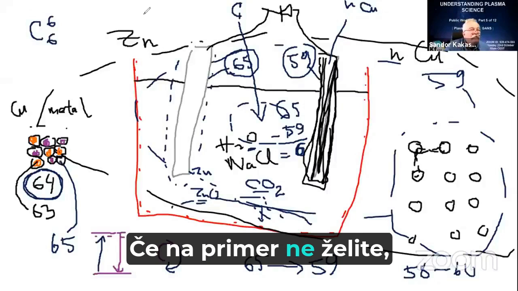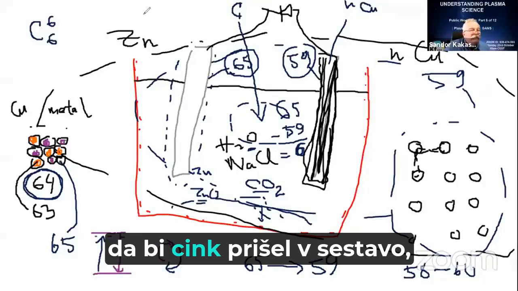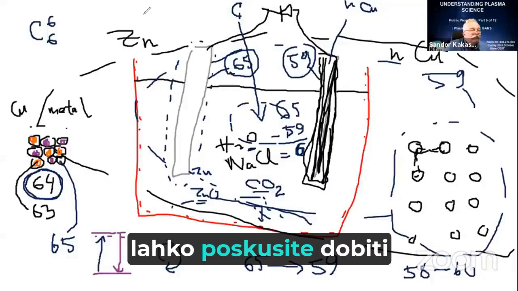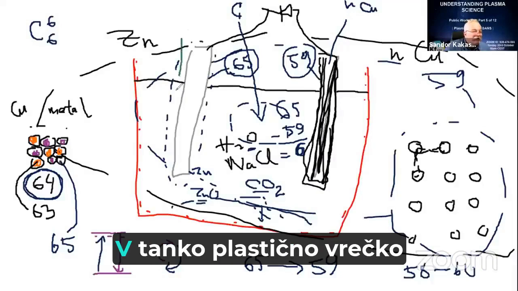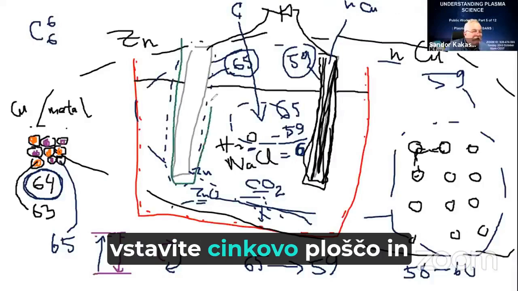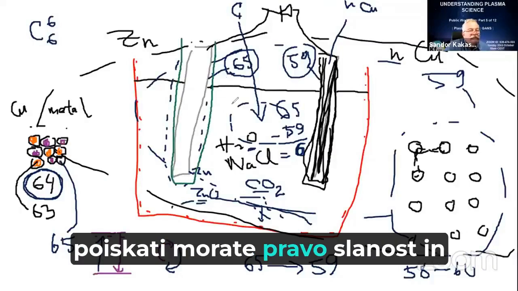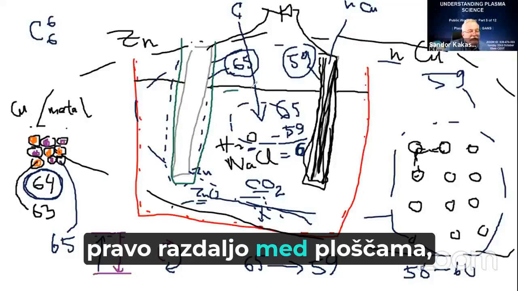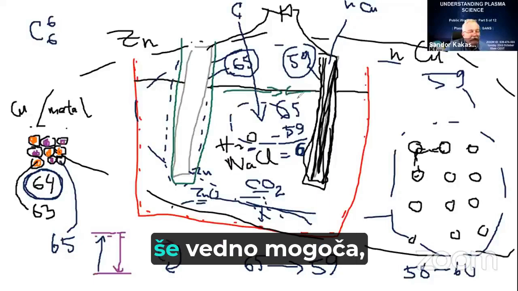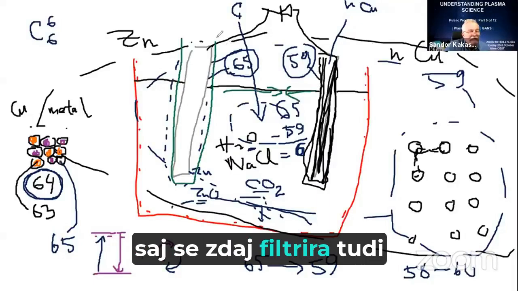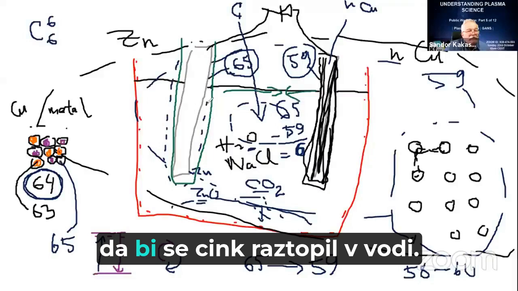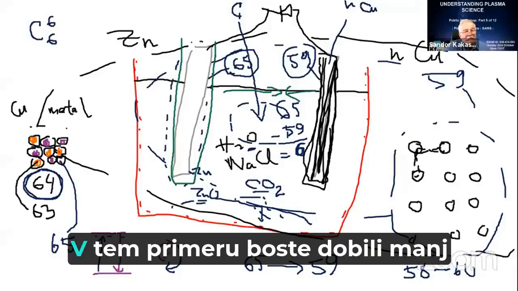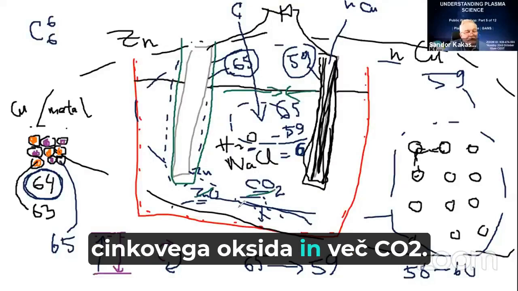Now, by adjusting the conditions, you can refine this a little bit better. For instance, if you don't want zinc to get into the composition, you may try to get a plastic bag. I mark it with green. You put the zinc plate in a thin plastic bag, and you have to find the right salinity and the right distance between the plates to still have the interaction, because now it's filtered also through the plastic, but that thin plastic will not allow the zinc to dissolve into the water. So in that case, you will get less zinc oxide and more CO2.